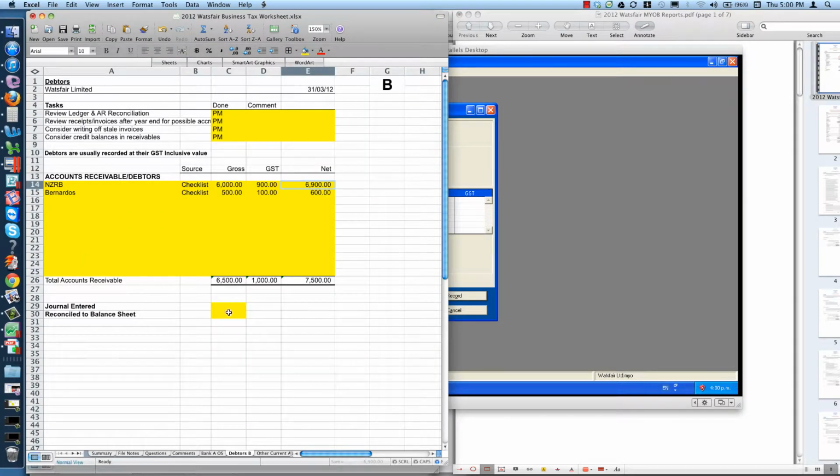It's been posted, and now we can go here and say journals have been entered, and if we rerun our balance sheet we'd be fine, and we can now say that's been reconciled to the balance sheet. So that's how we deal with our debtors.